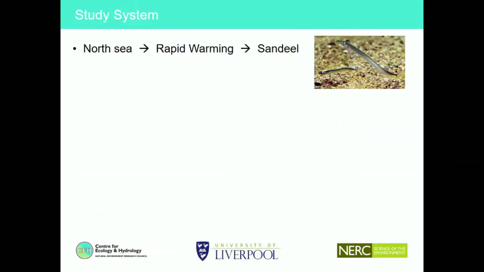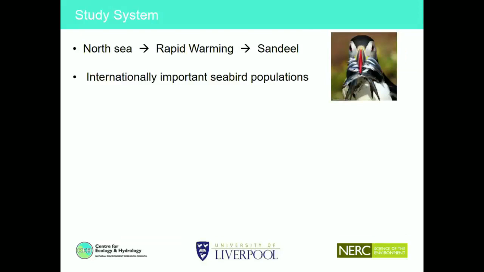So the North Sea is the study system that I'm going to be talking about today, and it's had rapid warming over the past 30 years, and that's important because in the North Sea, the sand eel is the dominant mid-trophic fish upon which a lot of the top predators depend. Internationally important seabird populations breed in the region, and many people will probably have seen a picture of a puffin with a mouthful of sand eel. However, the abundance of sand eel has reduced in recent years, and so have the seabird populations.